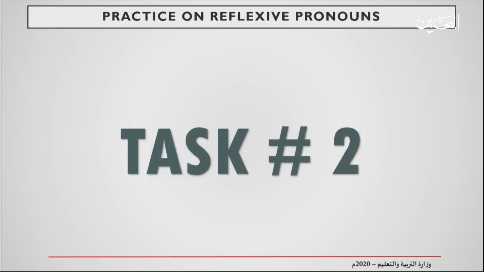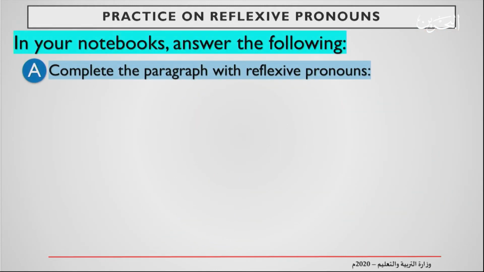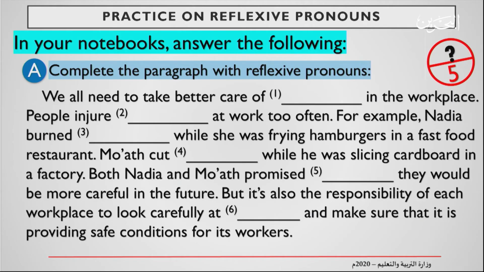Let's go over to task number 2. Complete the paragraph with reflexive pronouns. And you have a mark of 5. So I'm going to read the first sentence and let's answer it. We all need to take better care of in the workplace. So the answer is ourselves. Why did I write there ourselves? Because I have we here. We is the indicator of ourselves. Now, you have 3 minutes to answer this.